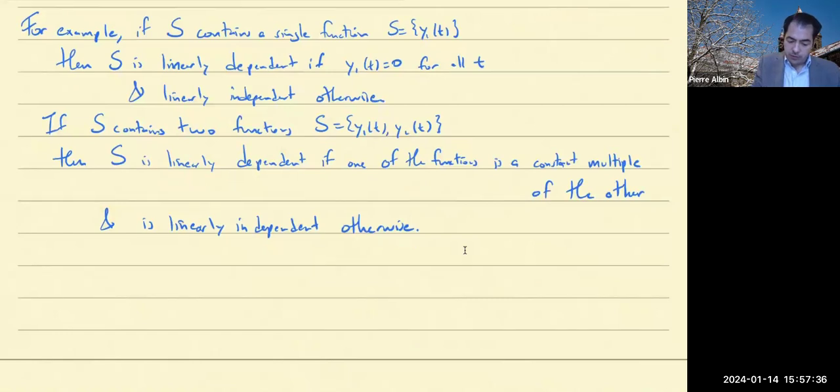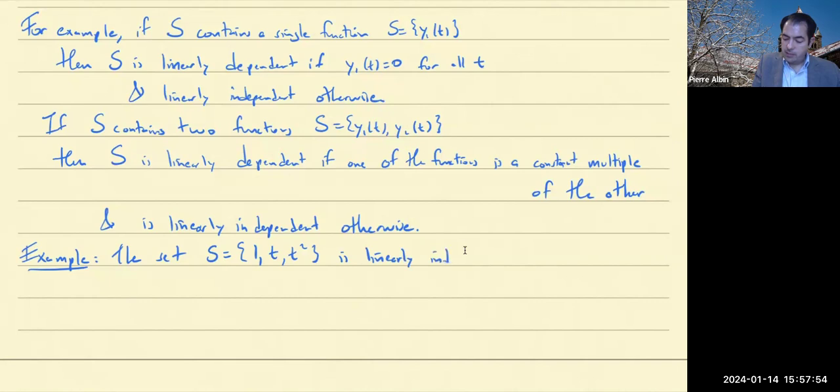Let's keep going with examples. The set that has the functions 1, t, and t squared is linearly independent, since if you have a times 1 plus b times t plus c times t squared, and this is equal to 0 for all t, well, you have a polynomial of degree 2 that is equal to 0 for all t, so the polynomial itself has to be 0.